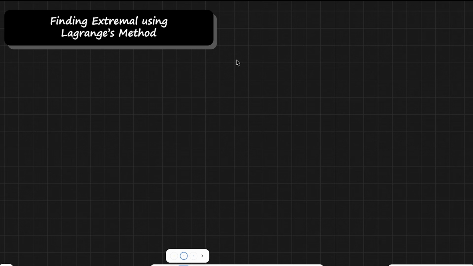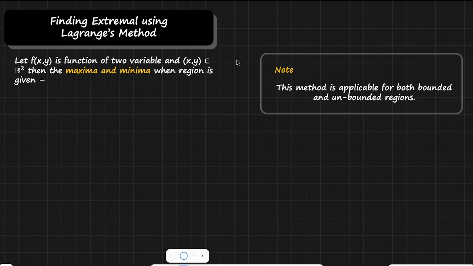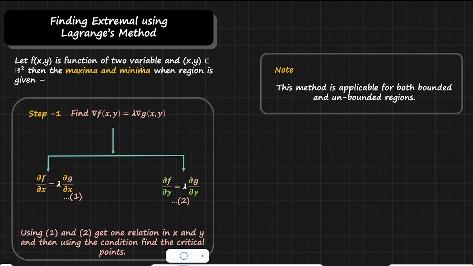Now come to the next. This is very important. Finding the extremal using Lagrange's method. Why are we using it? First of all, it will be mentioned in your question paper that you find it using Lagrange's method. This method is applicable for both bounded and unbounded regions. This is very important. Again, they will give you some condition along with this to find the maxima and minima. How to find it?